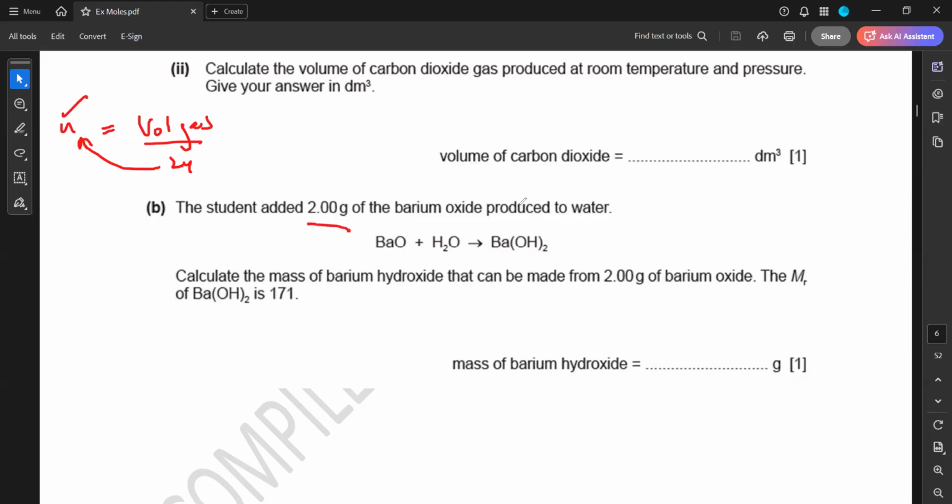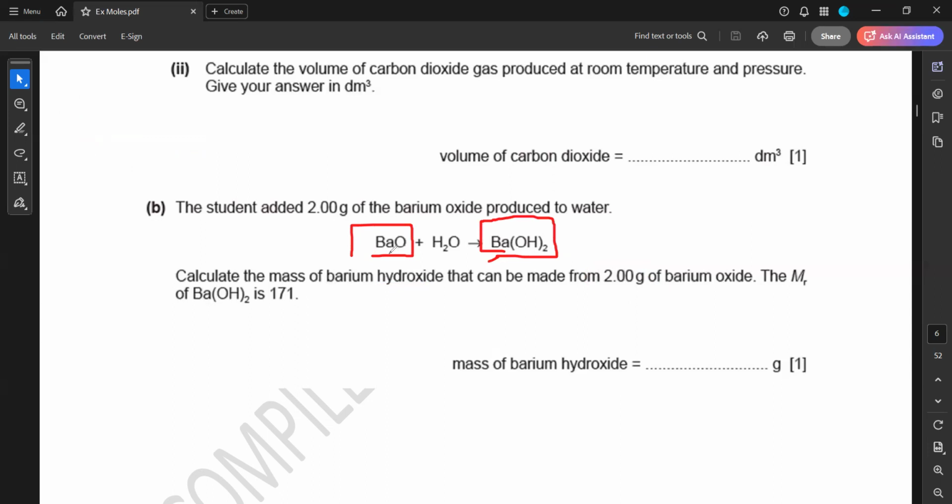A student adds 2 grams of barium oxide to water. Calculate the mass of barium hydroxide that can be made from 2 grams of barium oxide. So how can we do this? First, we'll find the moles of barium oxide. Or you can also take the mass ratio. Or a simple way, first you can take a mass ratio of barium oxide and barium hydroxide.